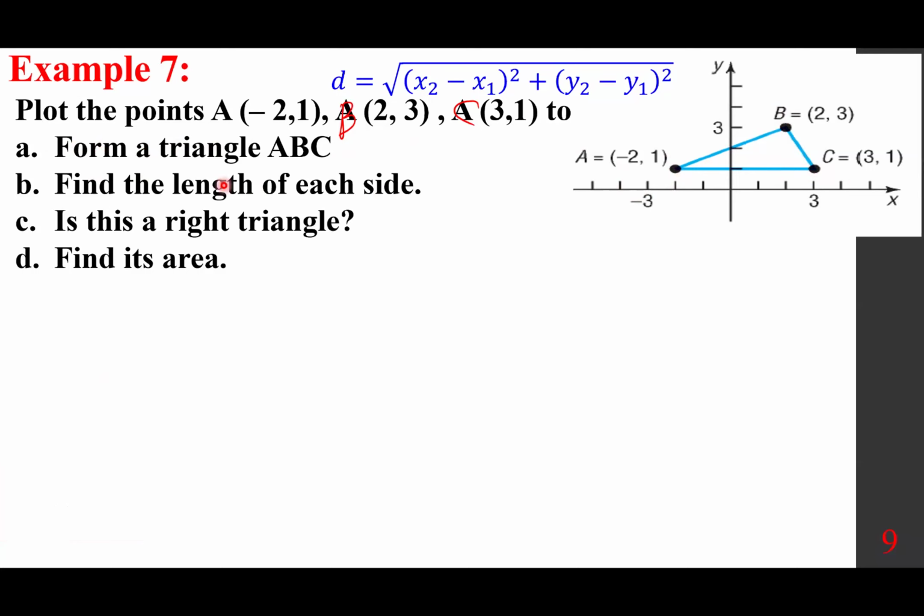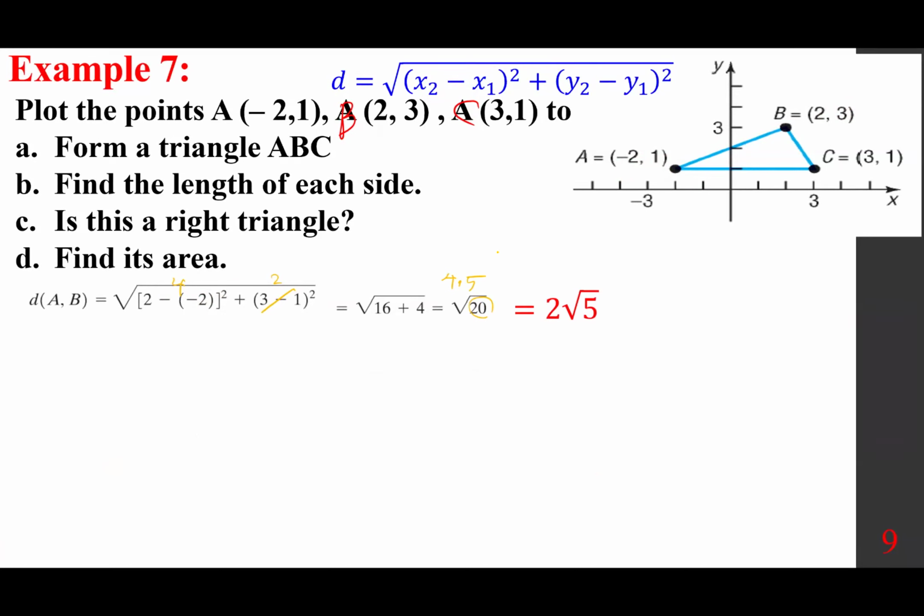We want to find the length of each side using the distance formula. For example, if I want AB, the distance between A and B, using this formula: 2 minus negative 2 quantity squared plus 3 minus 1 quantity squared. This is 2 plus 2, 4. 3 minus 1 is 2. 4 squared is 16. 2 squared is 4. They add up to 20. And you may recall that 20 is 4 times 5, so the 4 comes out as 2 square root of 5. This is the exact answer. I want to keep it as an exact answer.